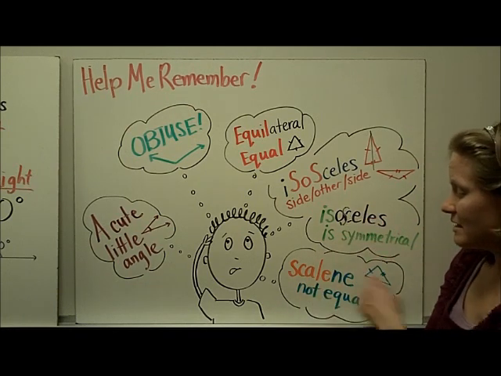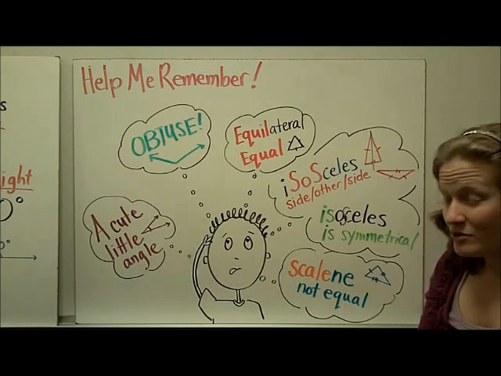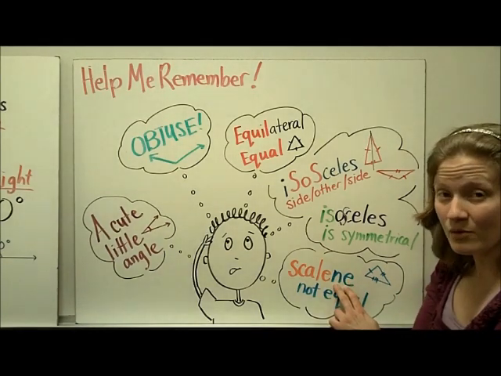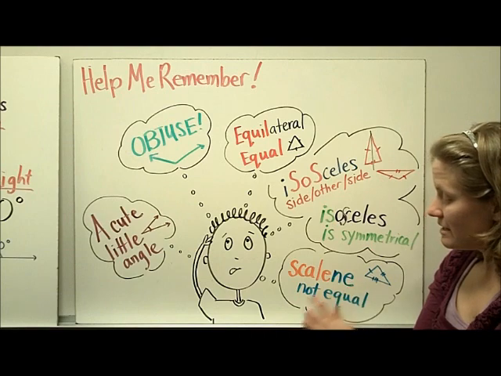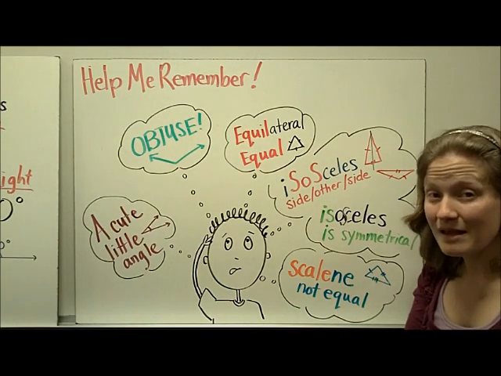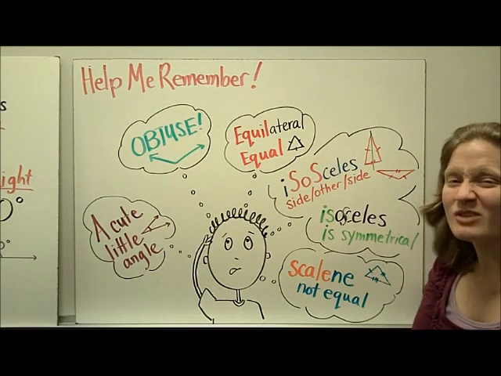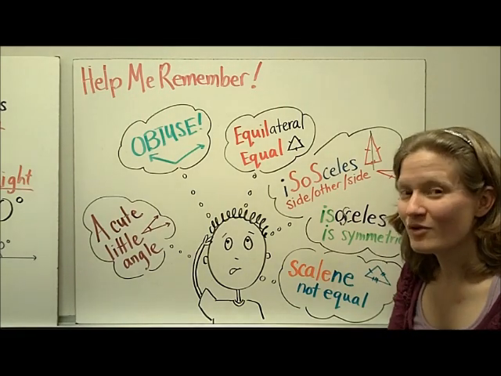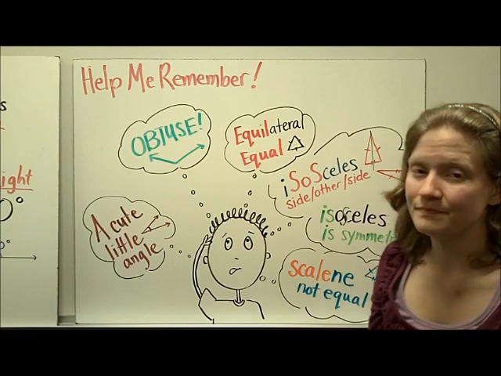And finally, a scalene triangle. It might help you to look at the last two letters of the word scalene and let the N and the E stand for not equal, because none of the sides of a scalene triangle are equal. So I hope some of those clues might help you remember our new vocabulary about triangles and angles.